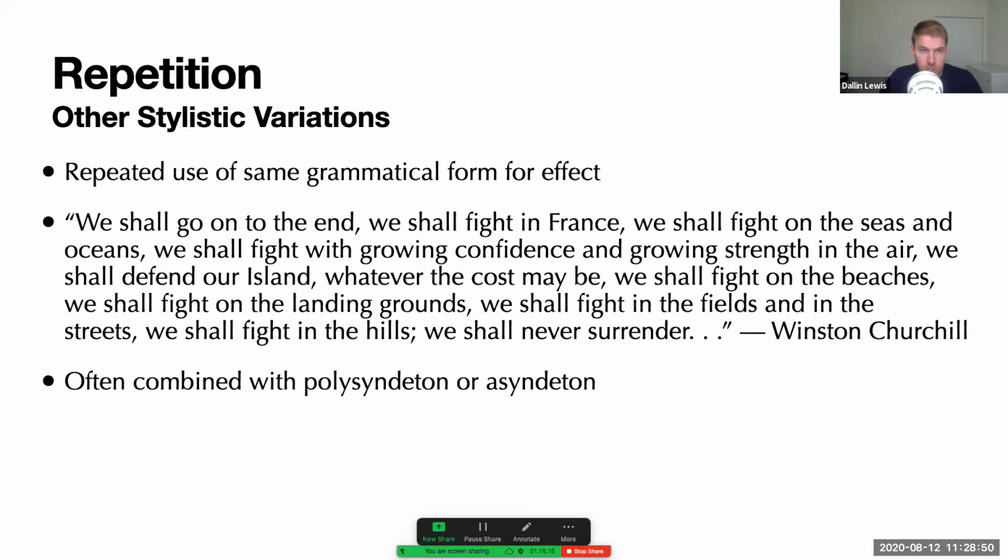All right, repetition, this is a familiar enough word, but here what we mean is when a writer repeats the same grammatical form over and over for effect. So this example from Winston Churchill: we shall go on to the end, we shall fight in France, we shall fight on the seas and oceans, we shall fight with growing confidence and growing strength in the air, we shall defend our island, whatever the cost may be, we shall fight on the beaches, we shall fight on the landing grounds, we shall fight in the fields and in the streets, we shall fight in the hills, we shall never surrender. So Churchill repeats the subject and verb several times, right?